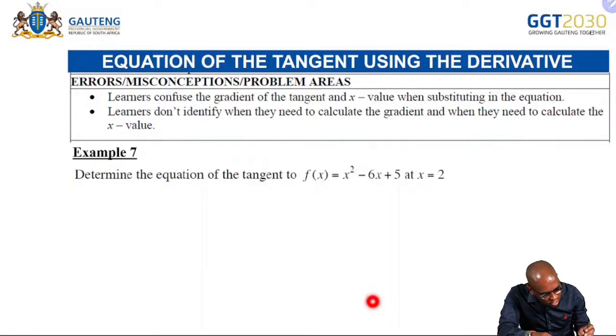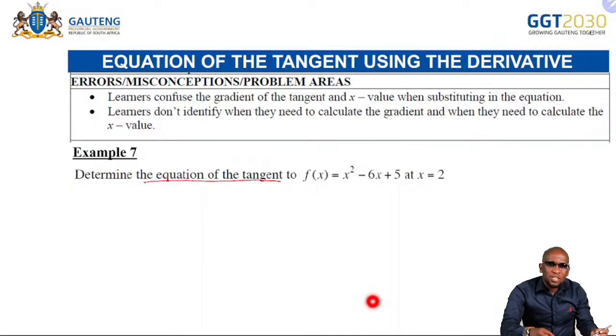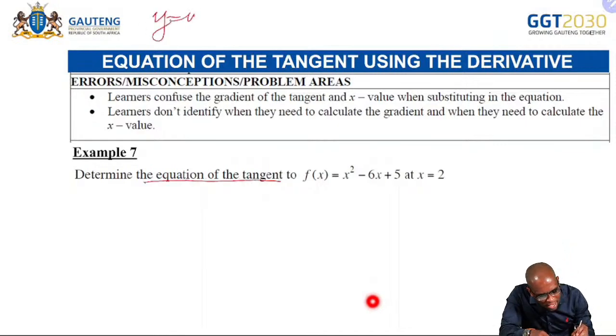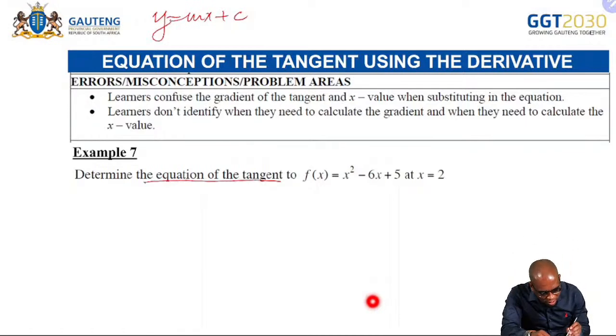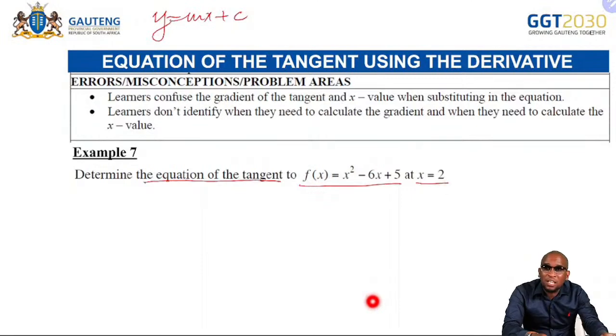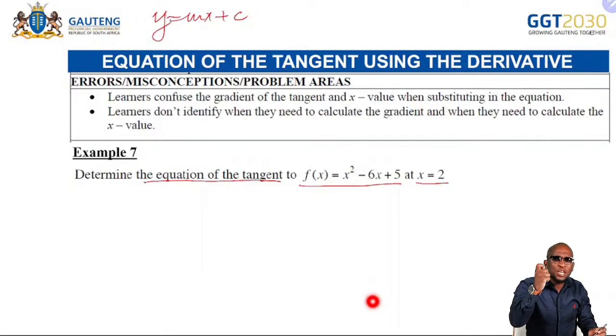Now, if you check here, determine the equation of a tangent. Remember, a tangent will be in this form, y equals mx plus c. It has a gradient, which means you need a gradient and a point to find the equation of a tangent. Now, looking at this, you are given the equation of a function and you are given the point at x equals 2. First things first, we need to work out the point of contact.